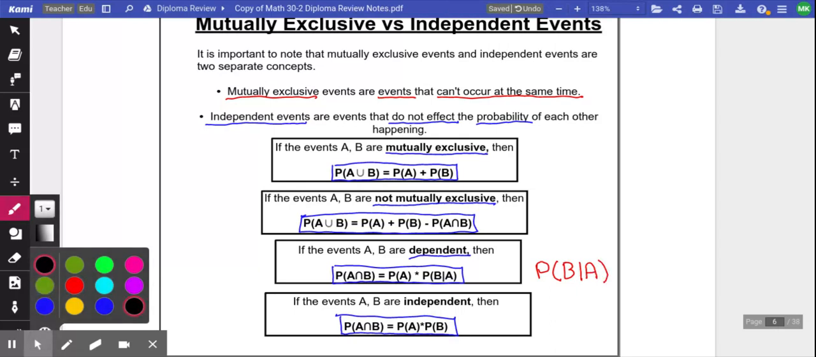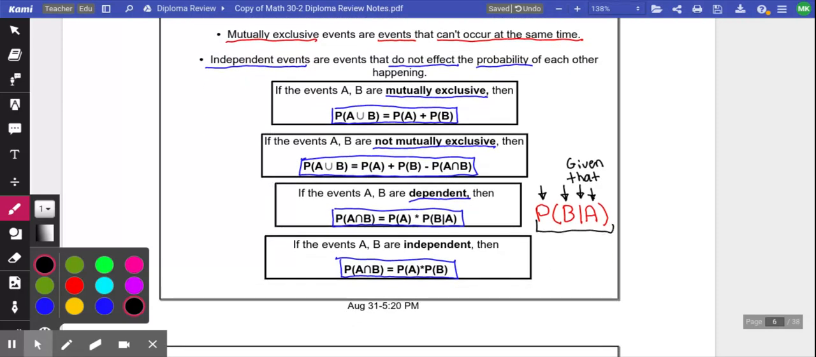This reads the probability, so this B stands for probability that event B occurs. And then this bar means given that A has already occurred. So if you were to read this, that's the probability of B given A happened.